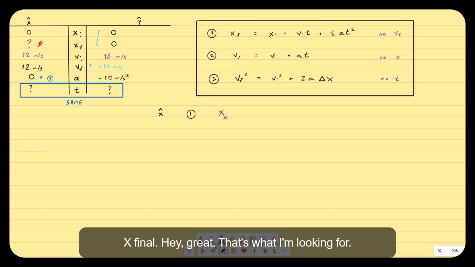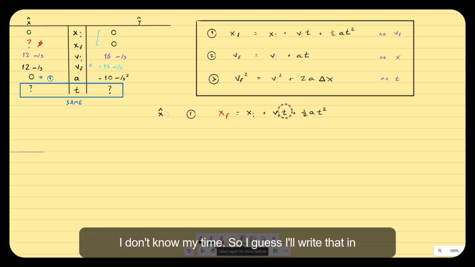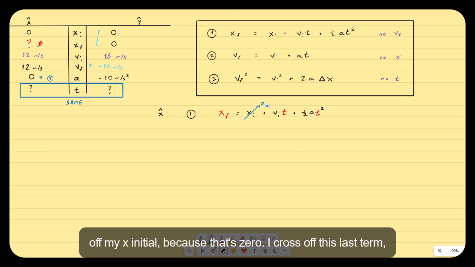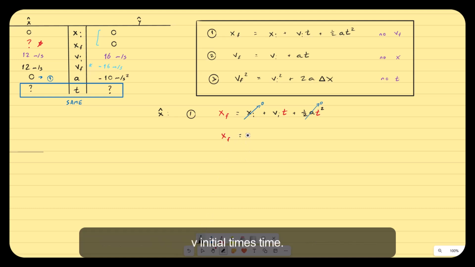x final, hey great, that's what I'm looking for, equals x initial plus v initial t plus half a t squared. I don't know my time, so I guess I'm going to write that in a different color. I will write that in red because I don't know what it is. I can cross off my x initial because that's 0. I can cross off this last term because my acceleration is 0. So I get x final equals v initial times time.